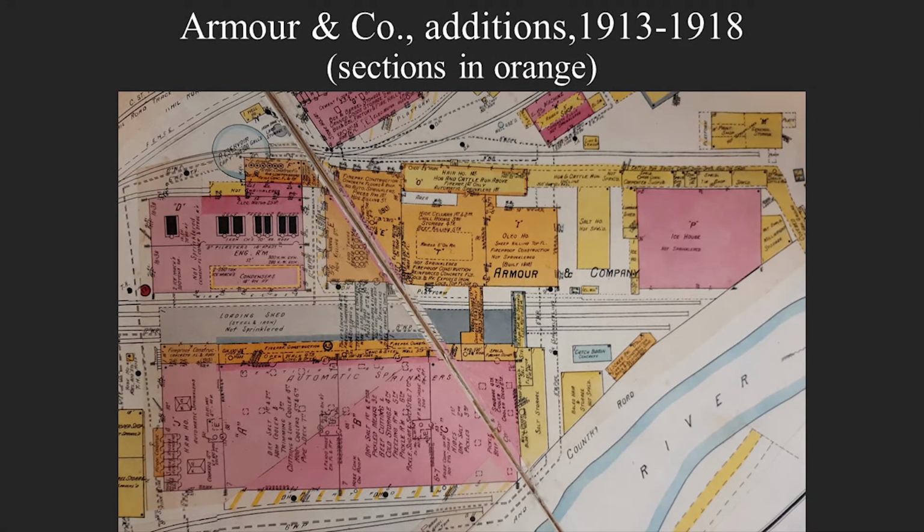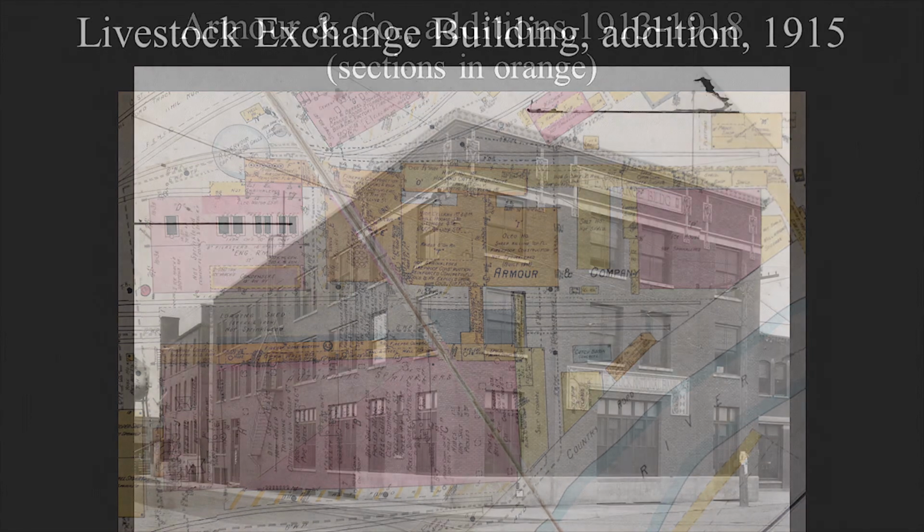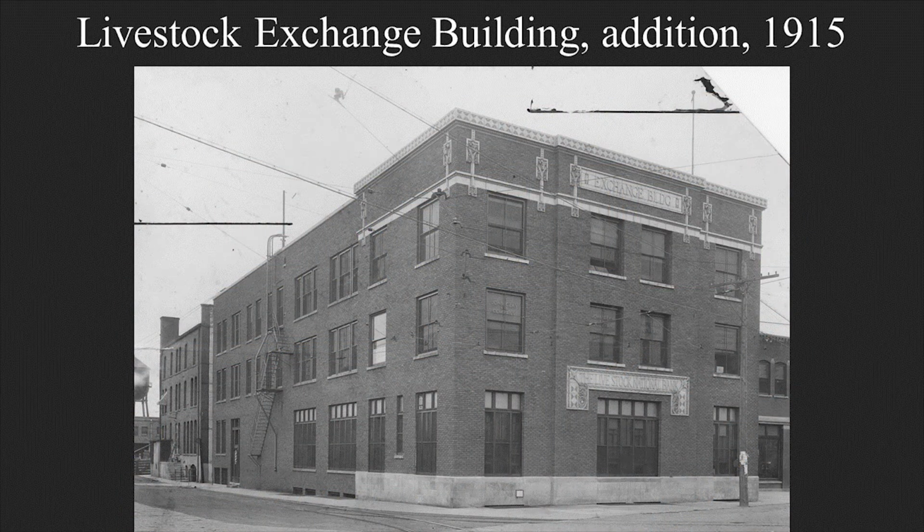Armour and Company, the city's second largest employer, had a couple of additions between 1913 and 1918. You can see those in this Sanborn map image. Those are the portions in the center of the image that are in orange. An addition was made to the Sioux City Livestock Exchange building. You can see that here. That was in 1915.